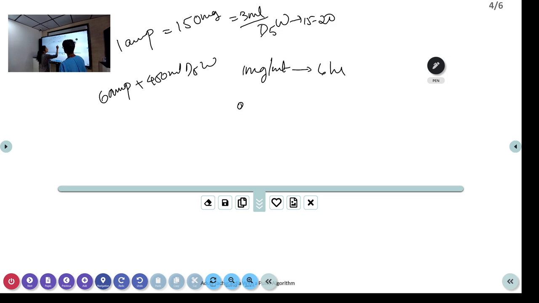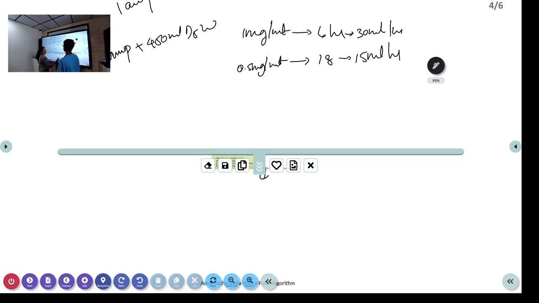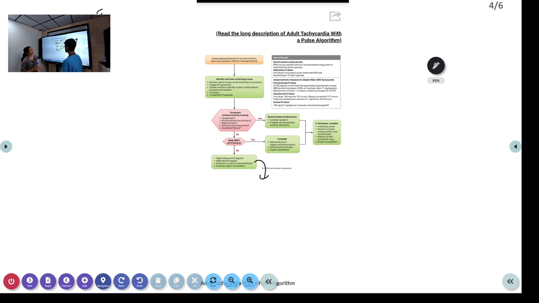Then we'll have to give 0.5 mg per minute for 18 hours. So approximately it will be coming as 3 ml per hour and this will be coming as 15 ml per hour. So 24 hour infusion will be completed. So this you can calculate based on this one. Each ml will contain how much and like this it will be coming. So that's how we start the amiodarone infusion. So this patient amiodarone infusion also was started. Okay.